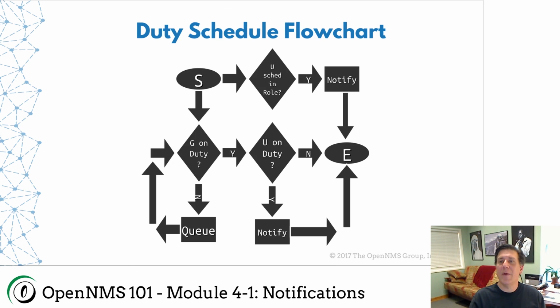So let's sum that up in a pretty horrible looking flowchart. So starting at the S here, start. If you're in a role and it's sent to a role, you get notified. End. We're done. So you get notified. If, however, it's sent to a group, if the group is on duty, it gets sent to you, only if you are on duty. So if you're on duty, it gets sent, you get notified. If not, end. However, if the group is not on duty, it'll queue. And it'll sit there until the group comes back on duty or the notice is acknowledged, and then you'll get notified. Make sense?